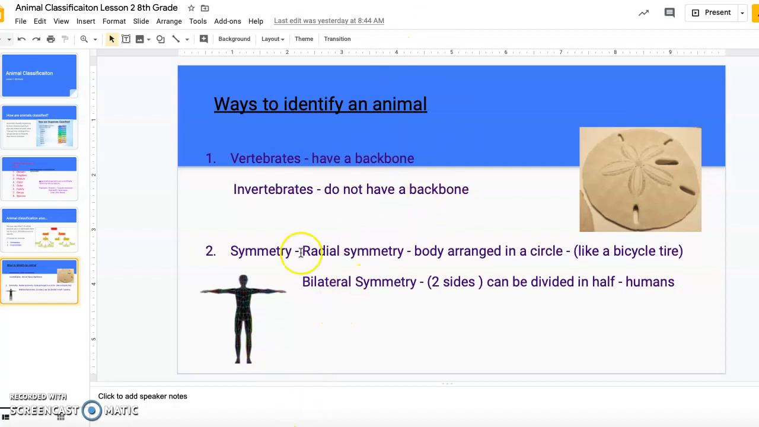The next one is radial symmetry. The way I like to look at it is like a bicycle tire. They are arranged in a circle. They have the center point that branches out. Sand dollars, which is the picture here, have radial symmetry. Octopus has radial symmetry. A clam has radial symmetry. So those are two ways to identify animals.